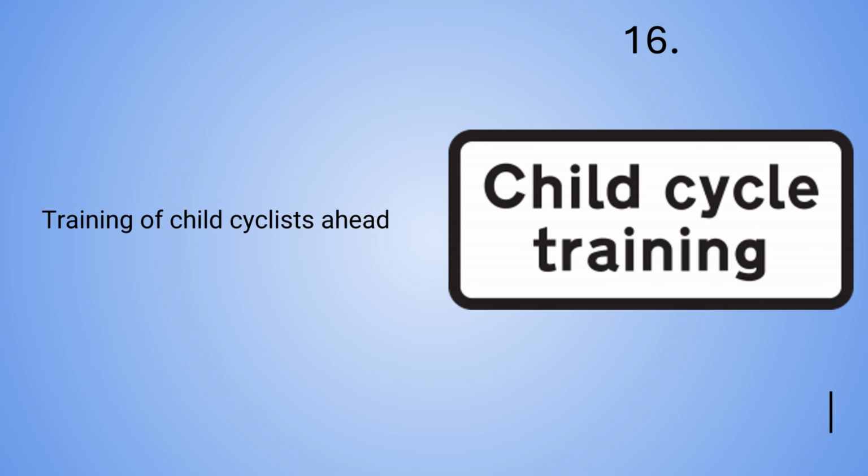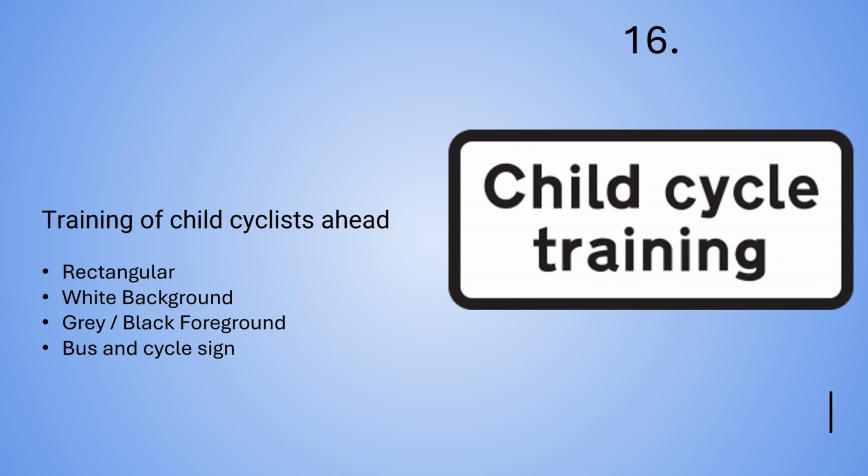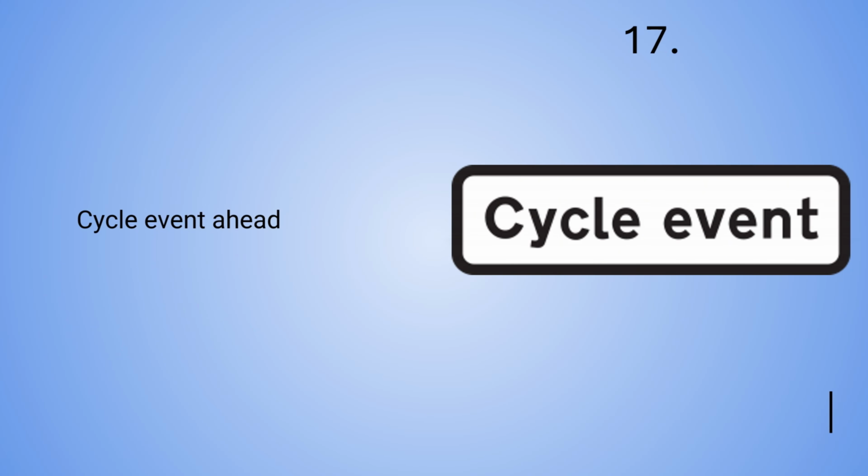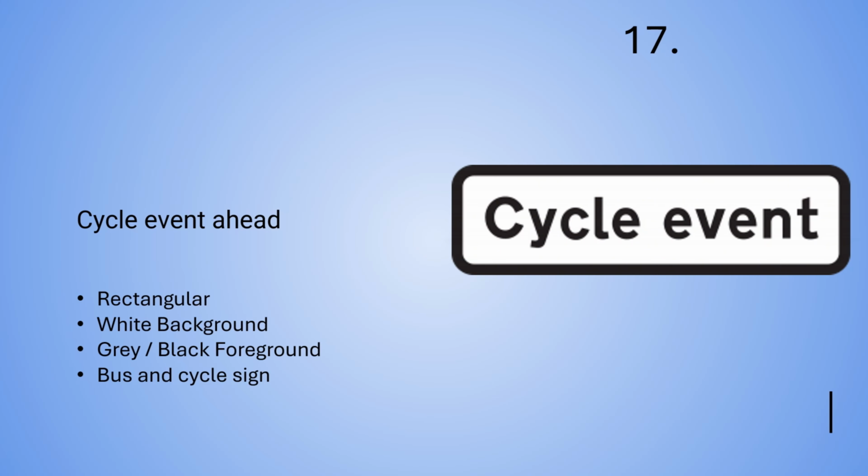Sign number 16 means training of child cyclists ahead. This sign is also rectangular on a white background with a gray or a black foreground, and it's a bus and cycle sign. Sign number 17 means cycle event ahead. The sign is rectangular in shape, white in color, with a gray or a black foreground, and it's a bus and cycle sign.